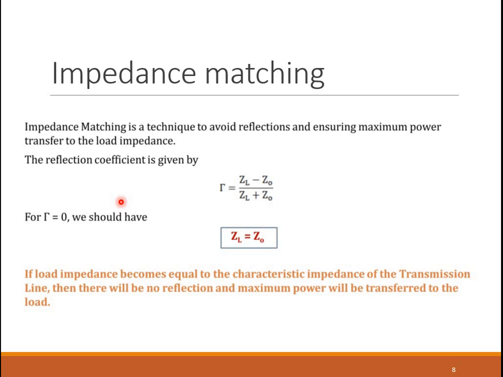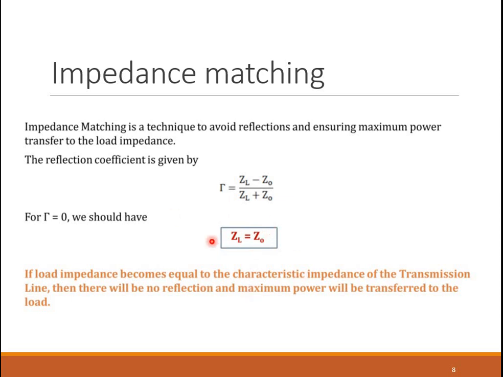Okay. So impedance matching is a technique that is used to avoid reflections, ensuring that maximum power is transferred to the load impedance. So this is the voltage reflection coefficient, which we just discussed. And ideally, for zero reflection, the voltage reflection coefficient should be 0. This condition is achieved when the load impedance is equal to the characteristic impedance. So this condition is important.